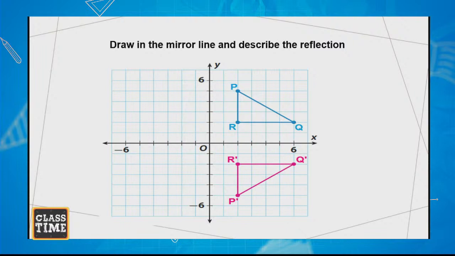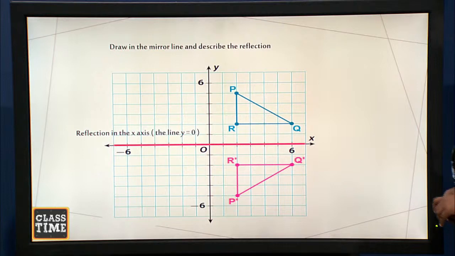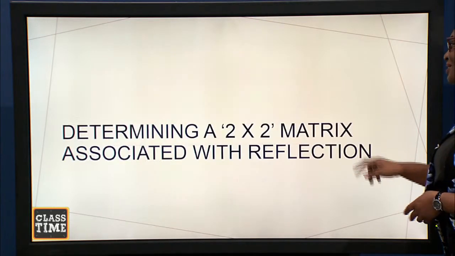R and R prime are 4 units apart, and we want to find the midpoint. Where is it going to fall? Right on my x-axis. So this is also known as the line y is equal to 0. So it's my x-axis, or the line y equals zero. Mr. Price knew this one was coming, right? I think so too.